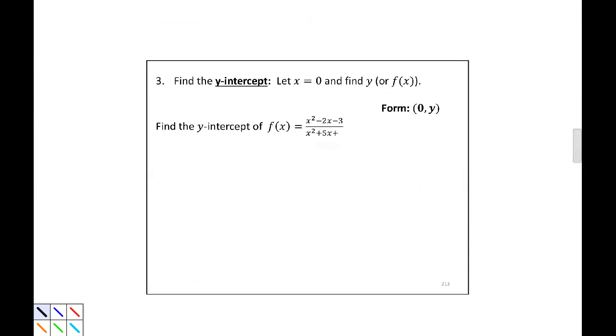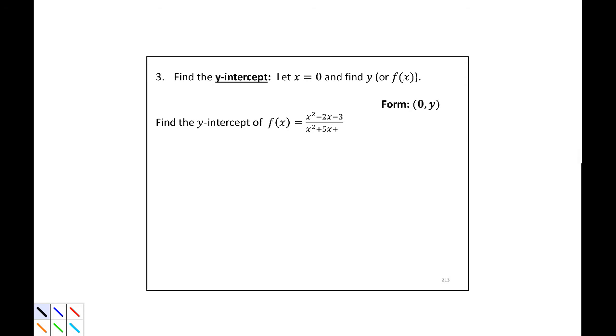Step 3, find the y-intercept. So let x equal 0 and then find y. We often write this as finding or determining f of 0. So f of 0 would be 0 squared minus 2 times 0 minus 3, all divided by this quantity. Let's change that to a plus 6. 0 squared plus 5 times 0 plus 6.